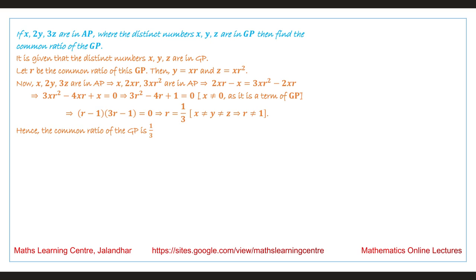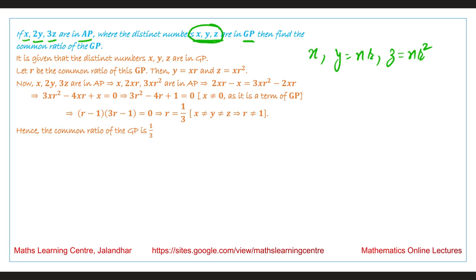Now next we have: x, 2y and 3z are in AP, where the distinct numbers x, y, z are in GP. Then find the common ratio of the GP. It is being given that these three numbers are in GP. It means the first number is x, then y is equal to x into r and z is equal to x into r square.